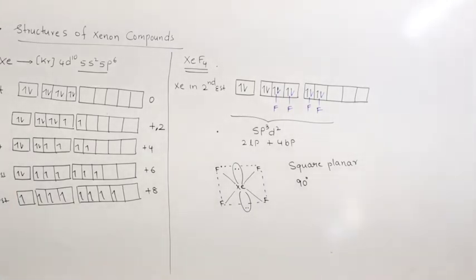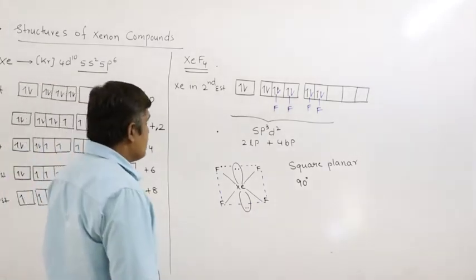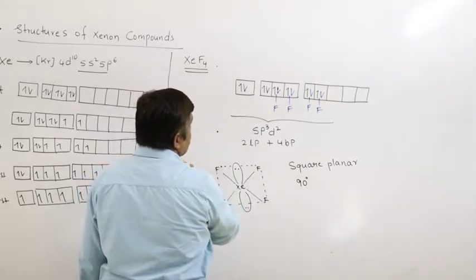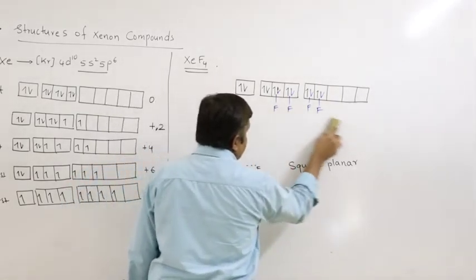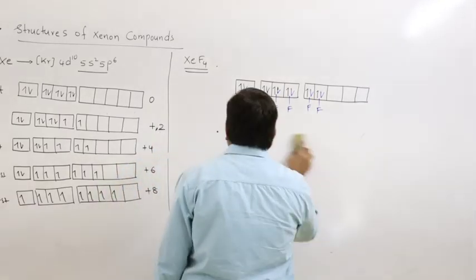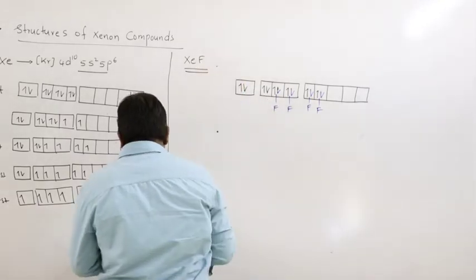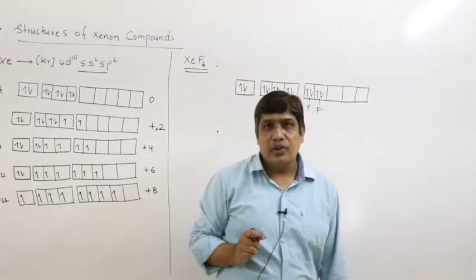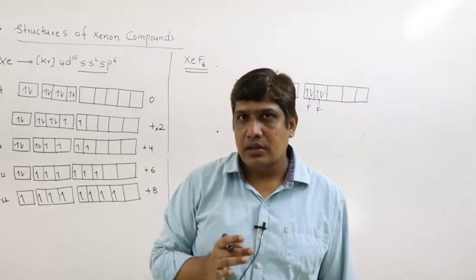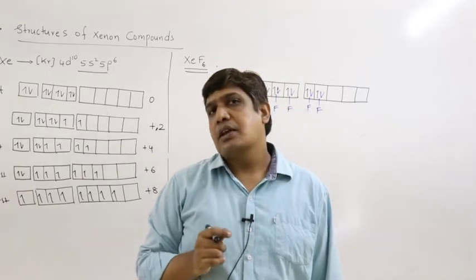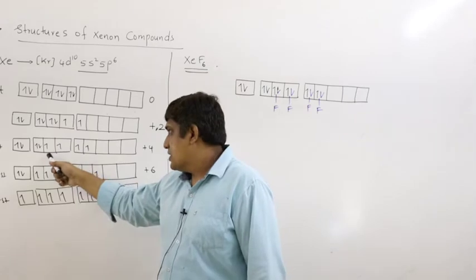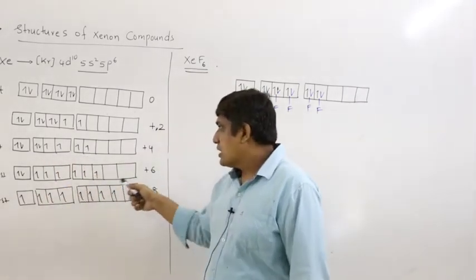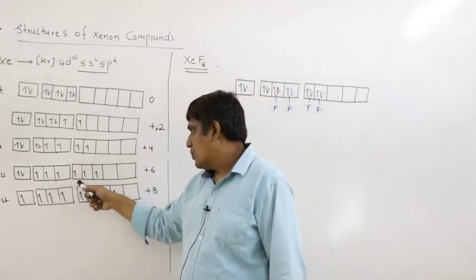So let us go for the next, XeF6. In XeF6, xenon forms bonds with how many fluorine atoms? 6 fluorine atoms. That means xenon should possess 6 unpaired electrons. In the second excited state, there are 4 unpaired electrons. To get 6 unpaired electrons, you have to go for the third excited state. 1, 2, 3, 4, 5, 6.